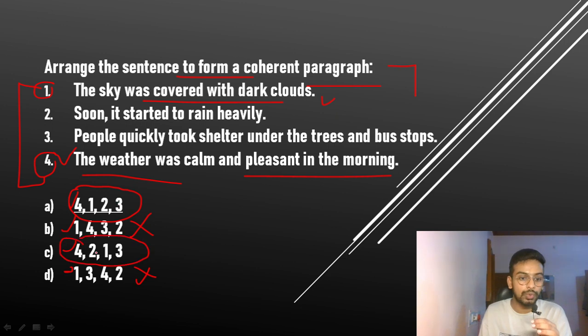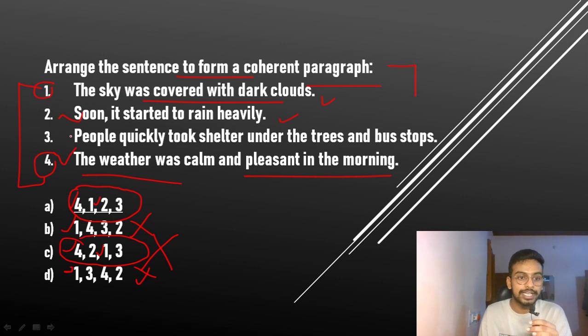Now 4 and 2. So in C, 2 and 1: the weather was calm and pleasant in the morning. Now if we check 2, soon it started to rain heavily. It doesn't make any sense, right? So it can't be the answer. If we find any sentence incorrect, then we can directly eliminate that option. It is not a time-taking process. We can find the answers easily within the time, right?